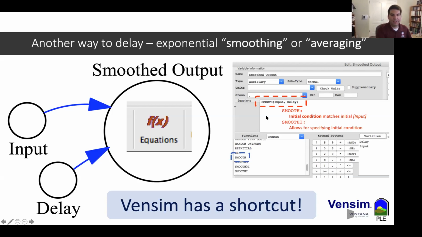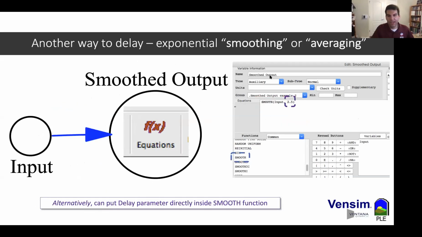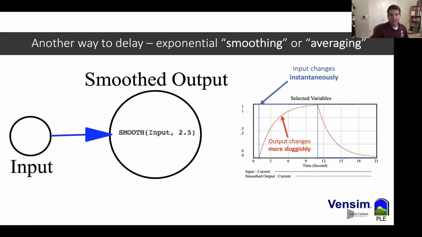Basically I can put inside this smooth, I wired input up to it, and maybe I'm just going to hard code a delay of 2.5 seconds into here. This will guarantee that if input is a square wave, then the output will be a smoother version of that. So input shows up under variables because I wired it up, and it showed up here under variables in the bottom right. And then in my equation, smooth input takes this variable and delays it in a smoothing way by 2.5 seconds. And the output ends up looking like this.